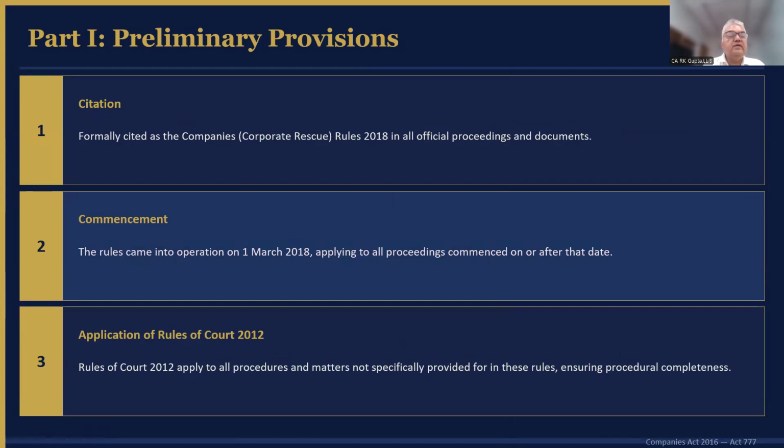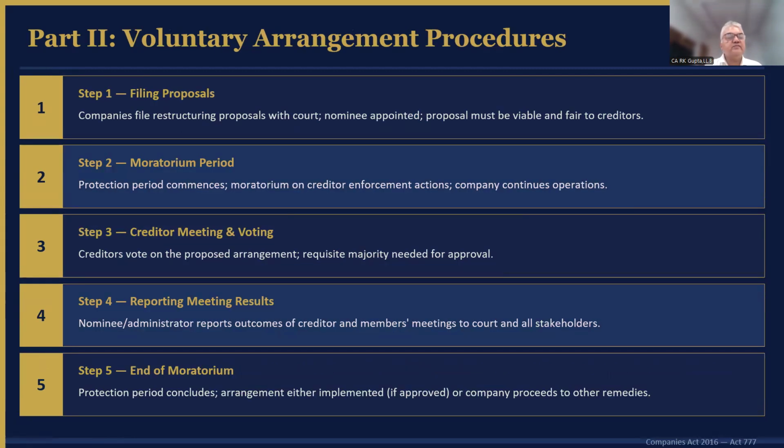Part 1, Preliminary Provisions. Formally cited as the Companies (Corporate Rescue) Rules 2018 in all official proceedings and documentation. The rules came into operation on 1st March 2018, applying to all proceedings commenced on or after that date. Regarding application of Rules of Code 2012, the Rules of Code 2012 apply to all procedures and matters which are not specifically provided for in these rules, ensuring procedural completeness.